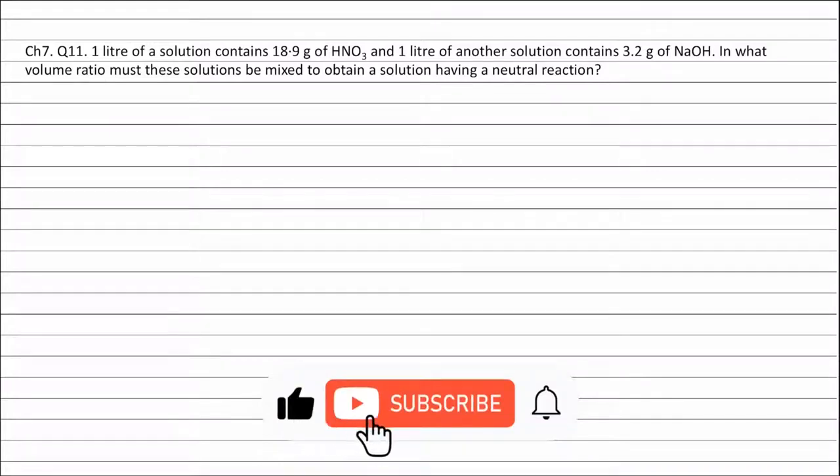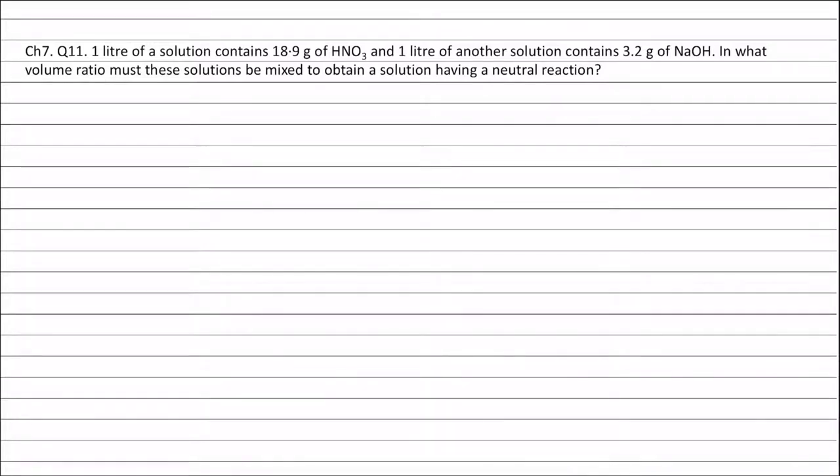Question 11. 1 liter of a solution contains 18.9 gram of HNO3 and 1 liter of another solution contains 3.2 gram of NaOH. In what volume ratio must these solutions be mixed to obtain a solution having a neutral reaction? Molecular weight of HNO3 is 63. Molecular weight of NaOH is 40.